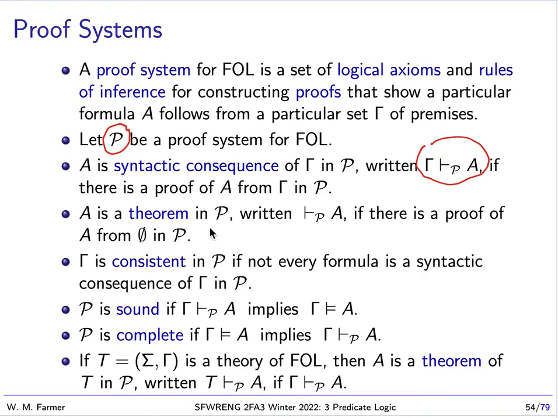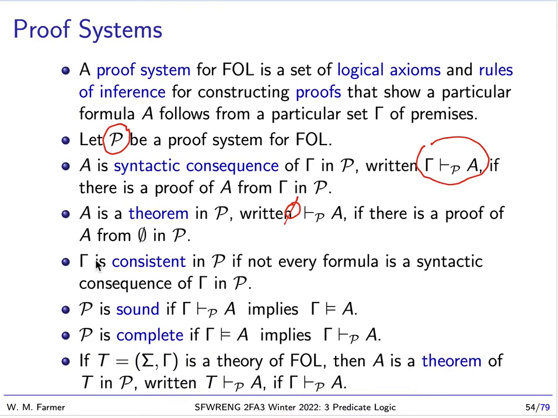And we say A is a theorem in P, which we write like this. Notice there's no gamma here. If there is a proof of A from the empty set of premises. So we could have just as well written it like this. So a theorem is something we can prove without any premises.